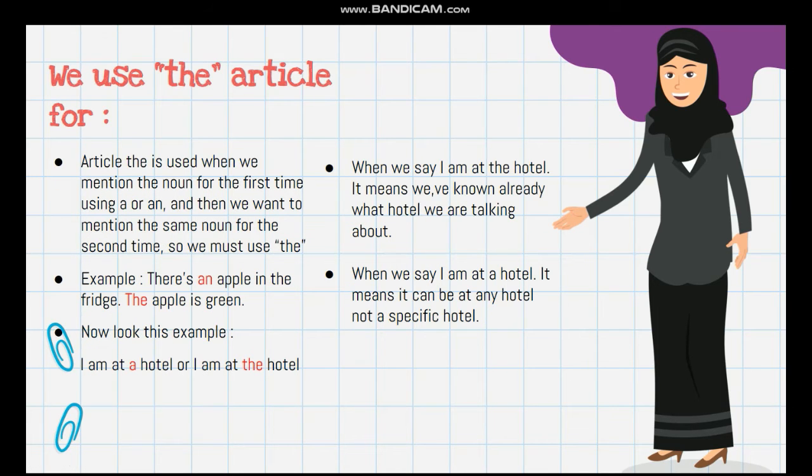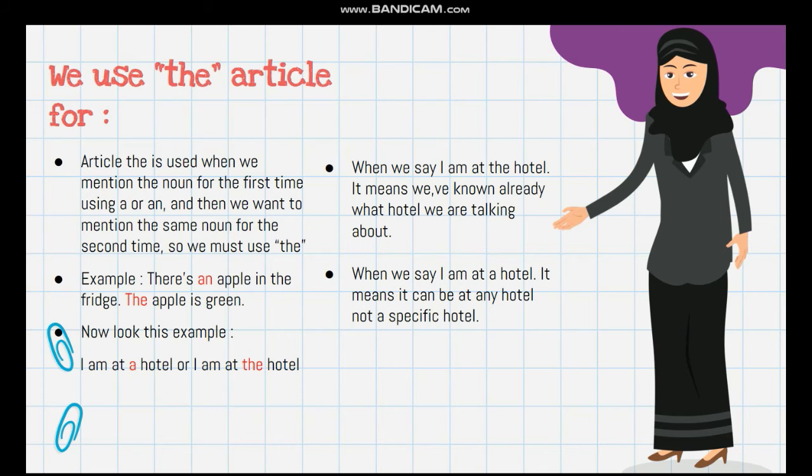So, after looking at the examples, now we come to the explanation. When do we use the article "the"? The article "the" is used when we mention the noun for the first time using "a" or "an", and then we want to mention the same noun for the second time. So, we must use "the".